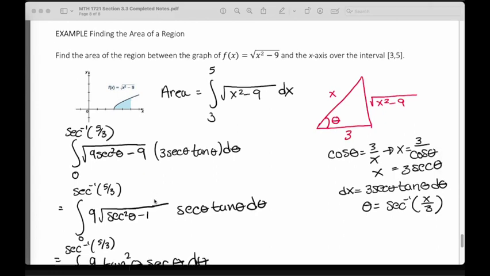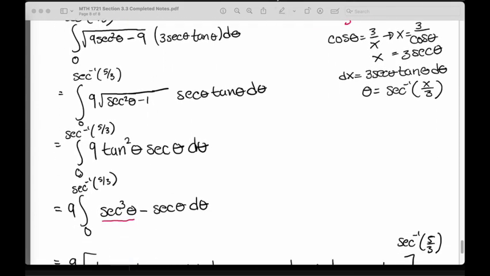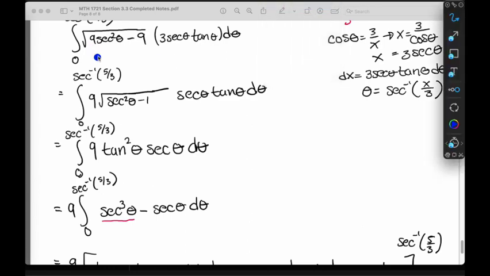Now, when we simplify this, this 9 and this 9 can be factored out. And then when I pull it outside of the square root, that gives me a 3. And then when I multiply it by this 3, I'm still left with a 9. Now under here, I'm left with secant squared theta minus 1. And we know that that's equivalent to tangent squared theta because of our Pythagorean identities. And then when I take the tangent squared and square root it, I get tangent. And then when I multiply it by this tangent here, I get tangent squared.